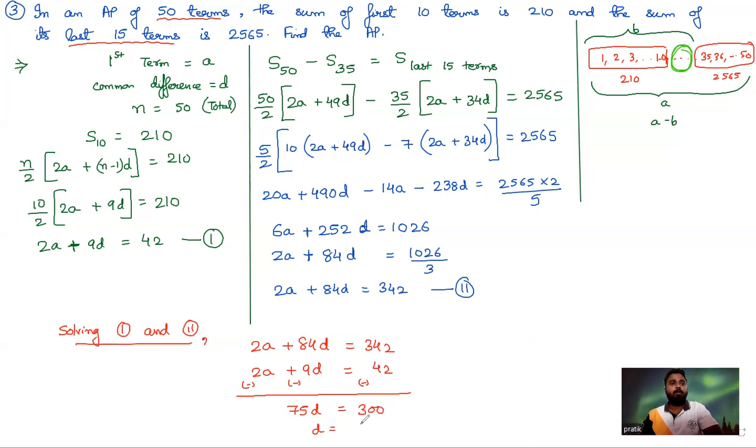So d from here will be 300 divided by 75. 25 into 3 is 75, 25 into 12 is 300. So d is equal to 4. D is nothing but equal to 4. Okay, so we have the d value.